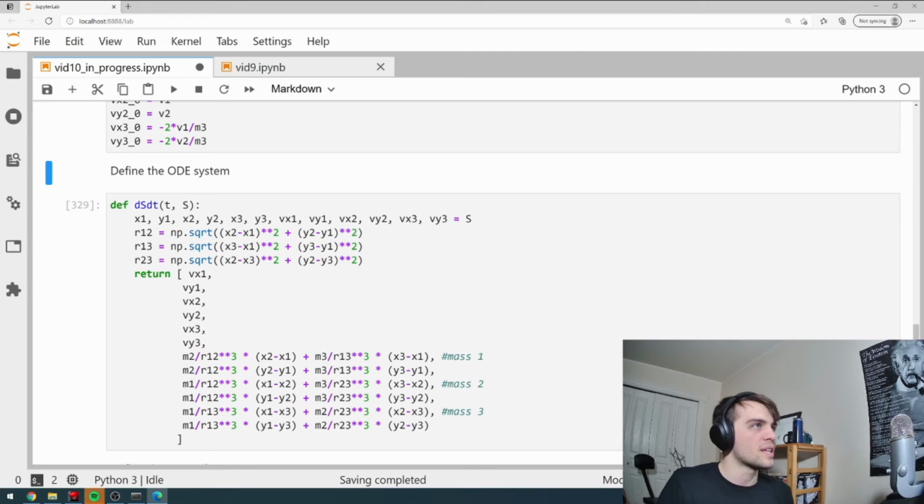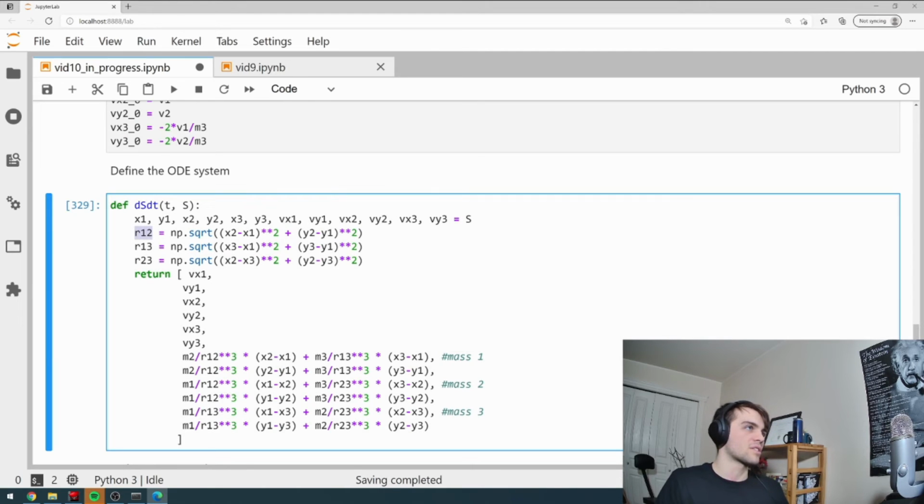I can define the ODE system. You'll note that now there's the distance between mass 1 and 2, 1 and 3, and 2 and 3, because it makes like a triangle now, in general, throughout motion. So you have these three distances. And then you have the following terms. Well, dx1/dt is vx1, and then vy1, right? Those are pretty obvious.